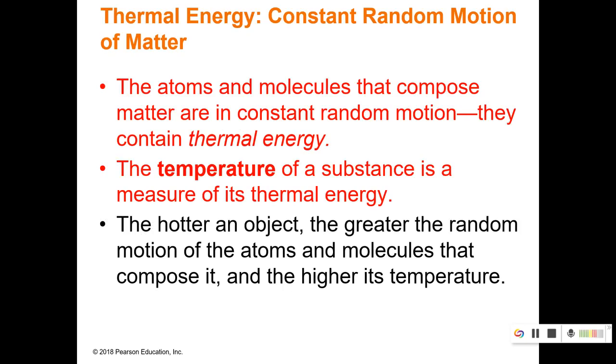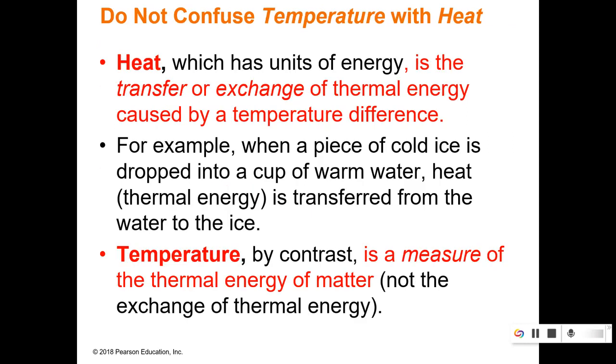Okay, as far as thermal energy and temperature goes, this is the one we're really focusing on in this chapter. Atoms and molecules that compose matter are in constant random motion. We already talked about that. Temperature is a measure of that energy. Temperature is not heat. Heat is the transfer or exchange of that thermal energy that's caused by a temperature difference. And again, temperature is a measure of the thermal energy, not the energy itself.